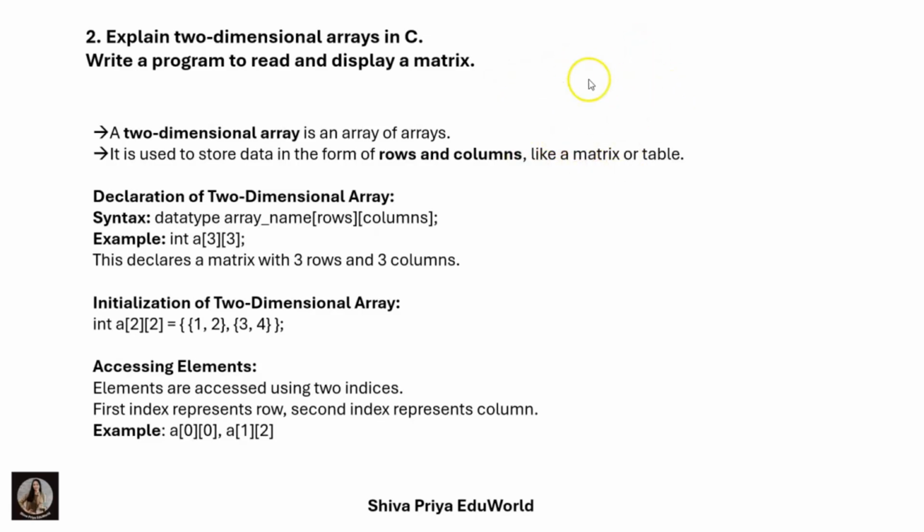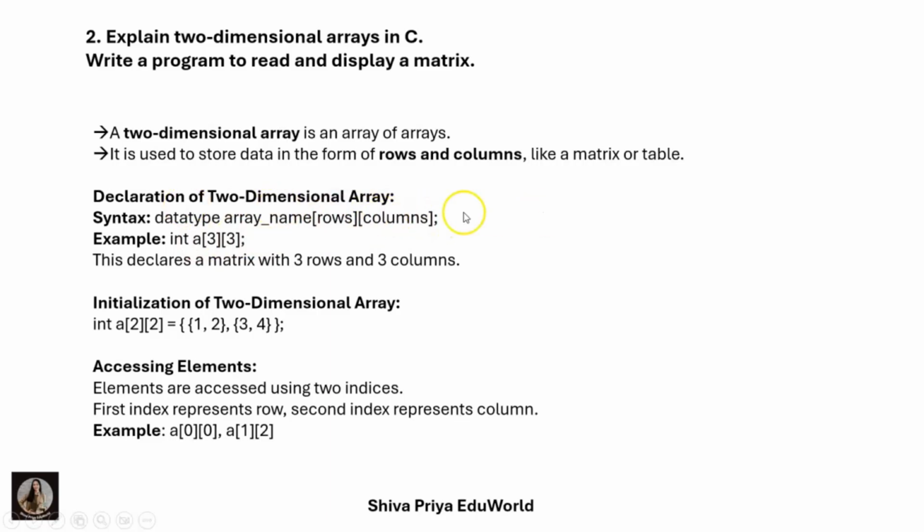Like a table or a matrix. Clear? Rows and columns. 2D means data can be stored in rows and columns. Declaration of 2D array. Here, data type is mandatory, as in 1D also. After that, array name is also mandatory. And here, row and column.